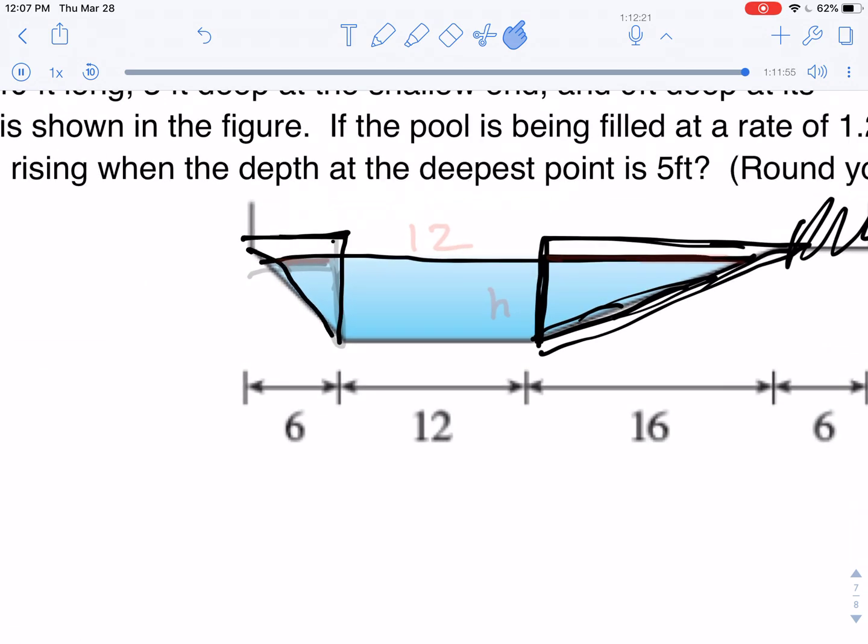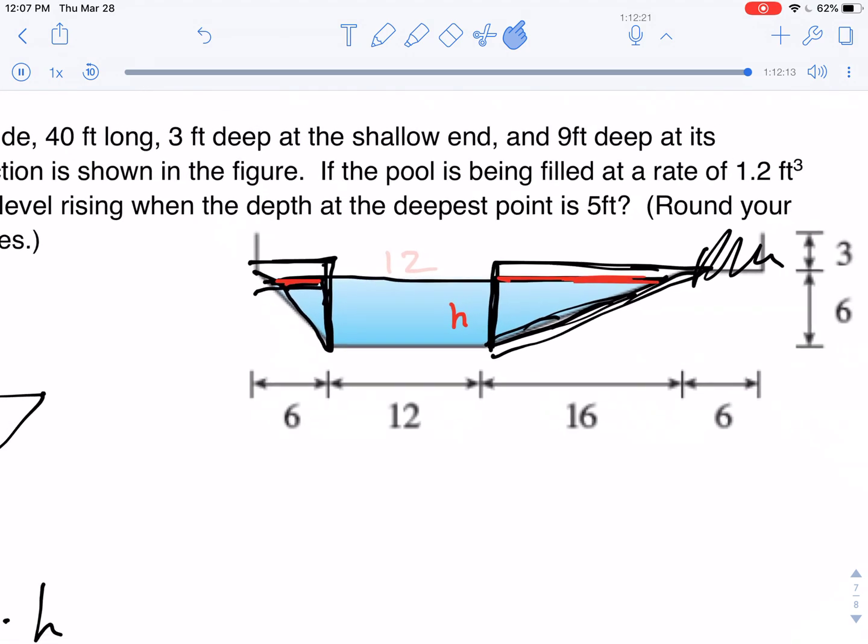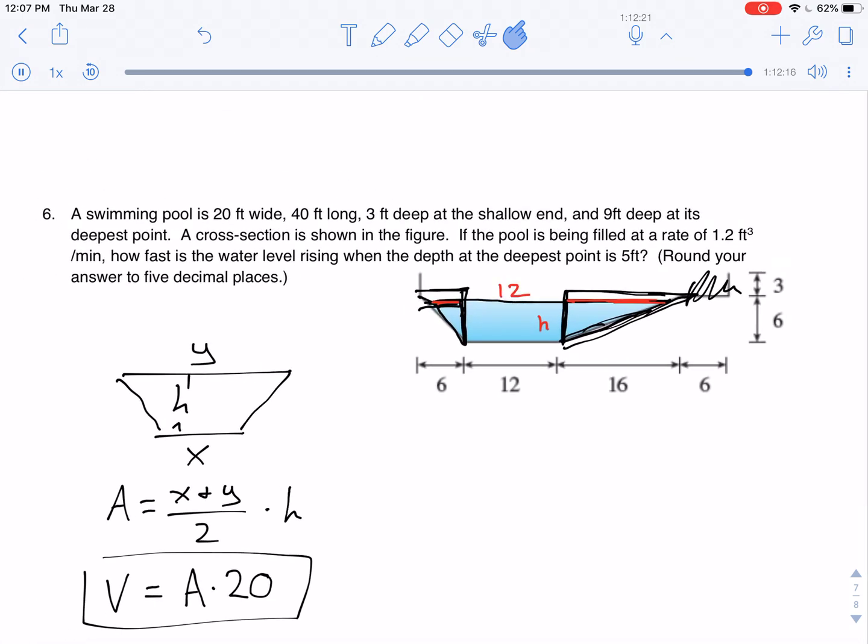I'm going to need to write similar triangles in order to express these distances here in terms of h, in terms of our height. Whereas this is just 12. All right. Biggest hints I can give you. Go to town. Thanks.